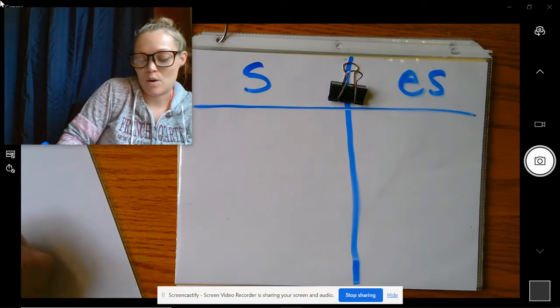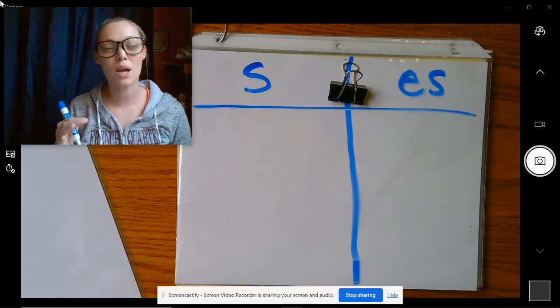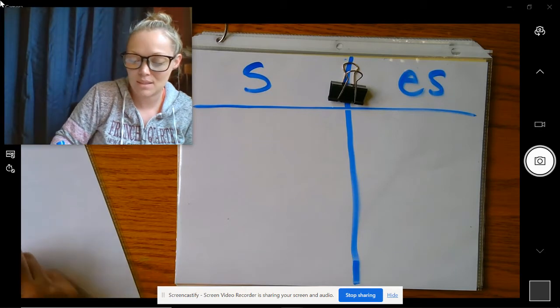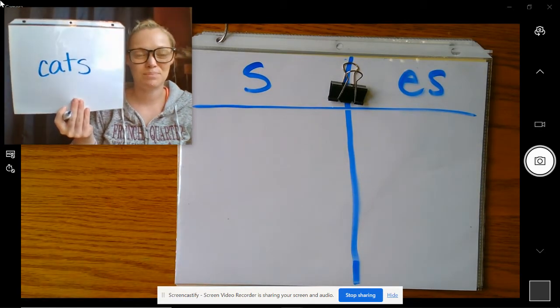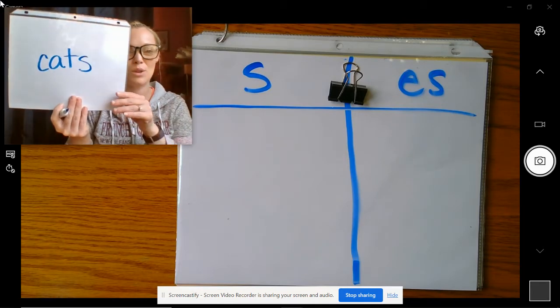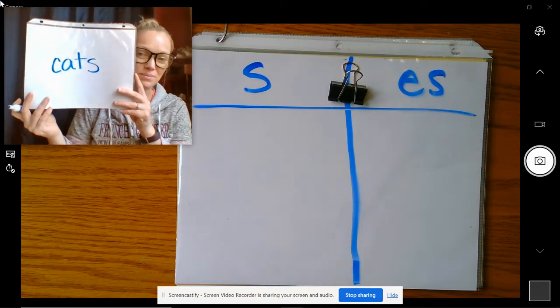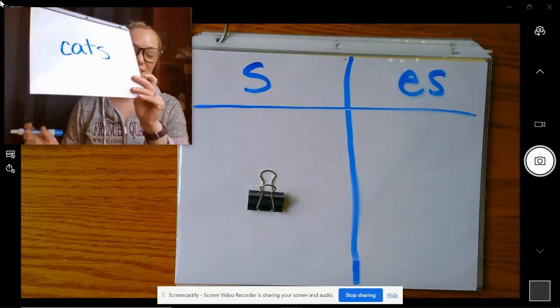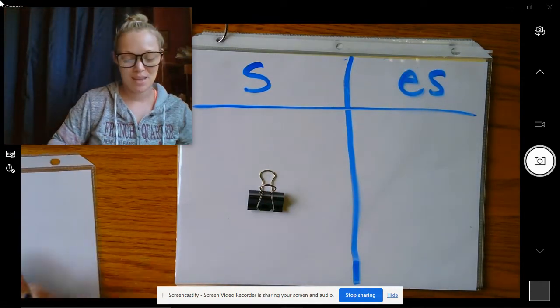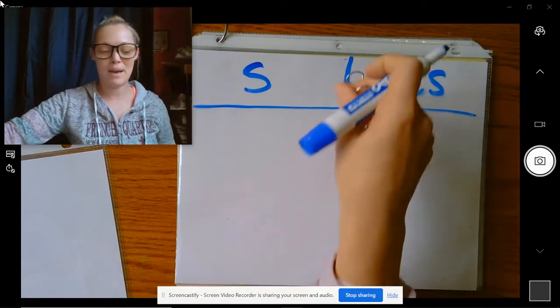Now this is a noun, cat. But if I'm talking about more than one cat, I would say cats. Cats. What do you notice? Cats. Just an S. All right, we have two more. Move that back to the center.